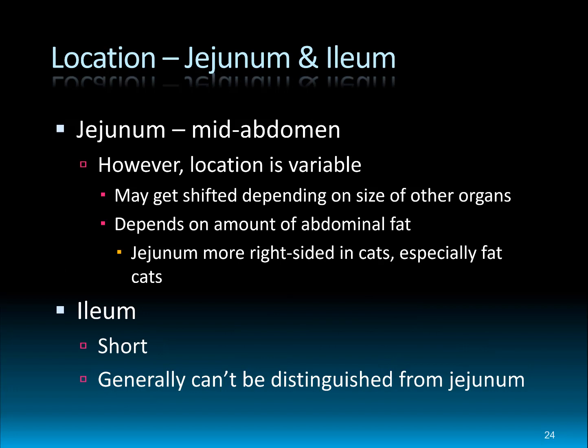As you get to the rest of the small intestine, everything's a bit more variable. The jejunum represents most of the small intestine, but it can move around, so it doesn't have a precise location in any given patient. And then the ileum is very short and usually can't be specifically identified as a discrete part of the small intestine, at least in terms of survey radiography.